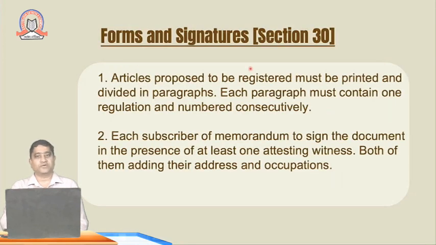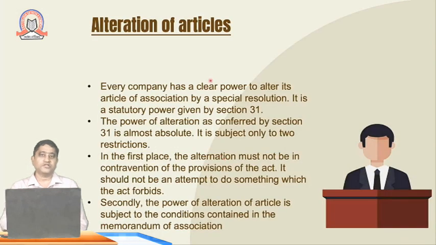The forms, coming to that, Section 30 of the Companies Act deals with the forms and signature to be submitted to the ROC. The articles proposed to be registered must be printed and divided into paragraphs. Each paragraph must contain at least one regulation and be numbered consecutively. Each subscriber to the memorandum should sign the document in the presence of at least one witness, both of them adding their address and occupation, which is mandatory, supported with PAN card, address proof and birth proof.